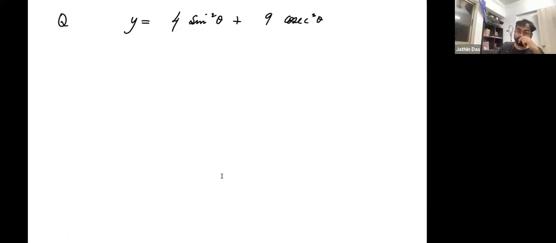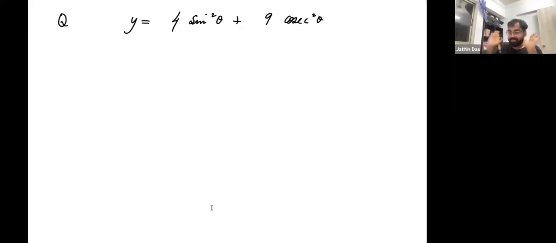Y is equal to 4 sin square theta plus 9 cosec square theta. This I'll show you, and then the next two, three you have to do. Okay, so now listen, don't do anything, just listen.